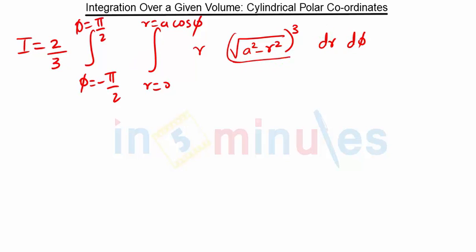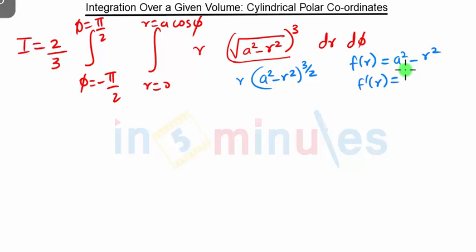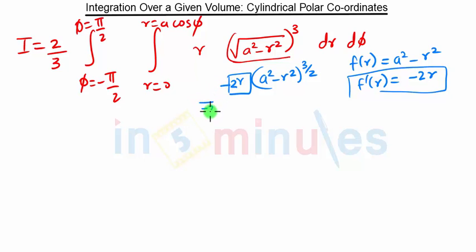We can write this term as a square minus r square the whole raised to 3 by 2. So here we have r into this term. Let's say we consider f of r equal to a square minus r square. The derivative of a square is 0 minus 2r, so f dash of r is minus 2r. Here we already have r, so we multiply and divide by minus 2. So this term will now become f dash of r, and this term is f of r the whole raised to n. In our case, n is 3 by 2.